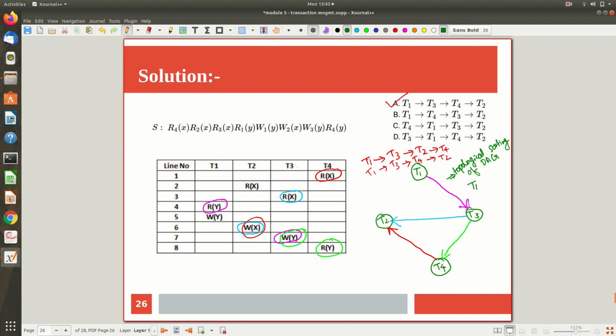Once you output a particular vertex with in degree 0, remove that vertex as well as its edges from the graph. Now you will get some other vertex of in degree 0, if it is a DAG. Here after removing T1, T3 has in degree 0. Before that it had in degree 1, but I removed T1 as well as the outgoing edge. So T3 has in degree 0 and out degree 2, and T3 is the next vertex you are going to visit, the next vertex in the topological sorting.